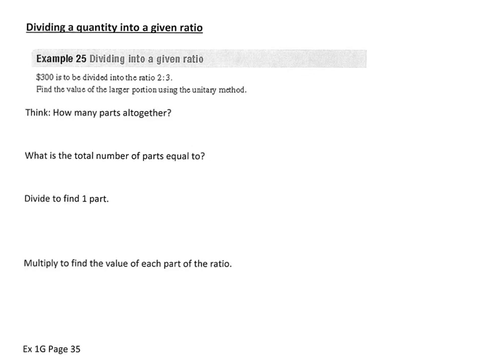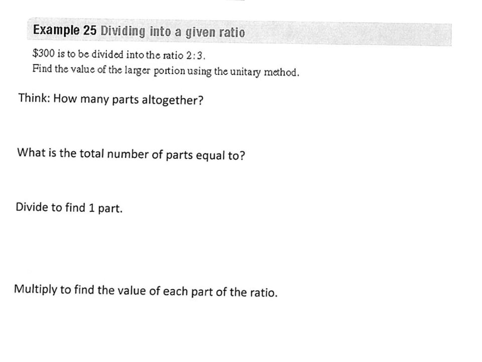Okay, so the next lesson for our ratios is dividing a quantity into a given ratio. So maybe you've got a sum of money and different people are getting not equal amounts of the money. It's being divided up maybe based on the number of hours of work people have done, or in a given ratio.